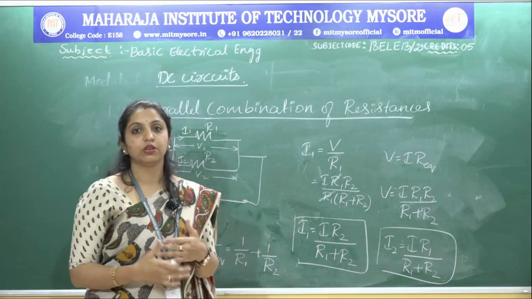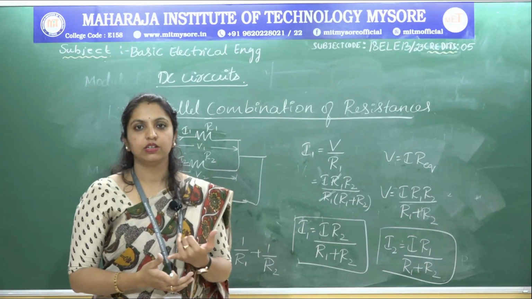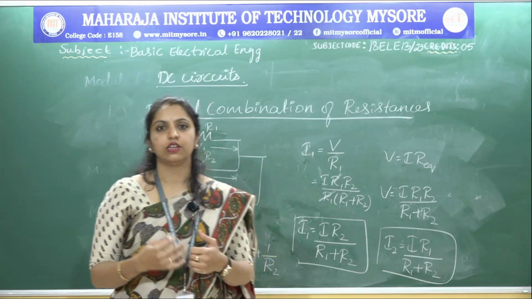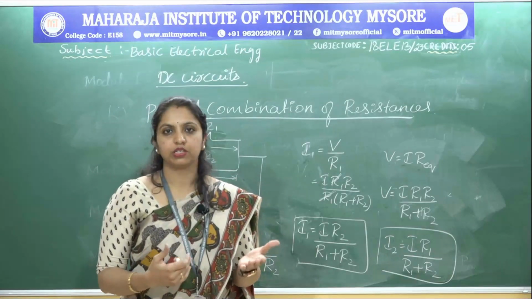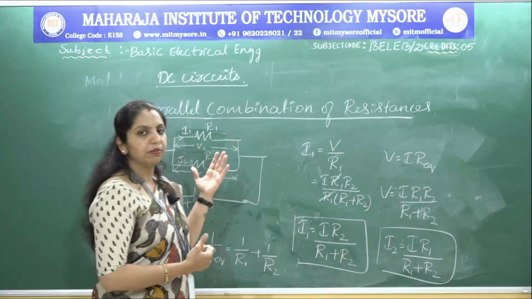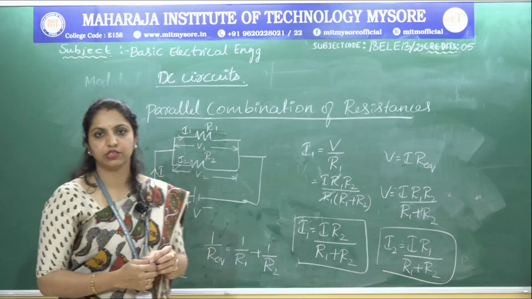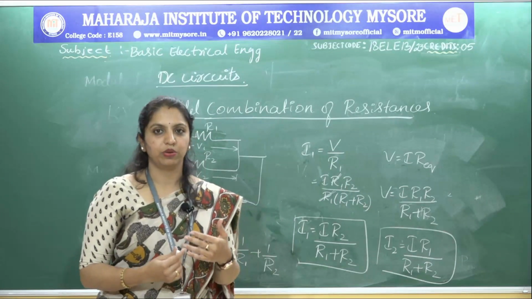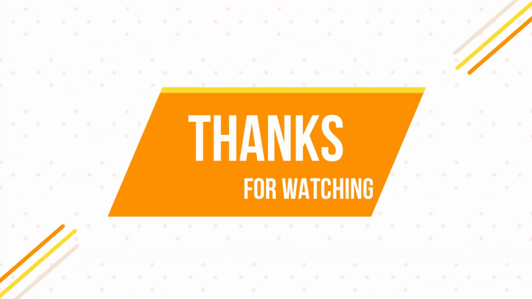So you have learnt how the DC circuit looks, Ohm's law, then Kirchhoff's laws, Kirchhoff's current law and Kirchhoff's voltage law. With the help of these laws, you have learnt about the series combination of resistances and the parallel combination of resistances. In the series combination of resistances, you have learnt about the voltage divider rule, and in the parallel combination of resistances, you have learnt about the current divider rule. Thank you.